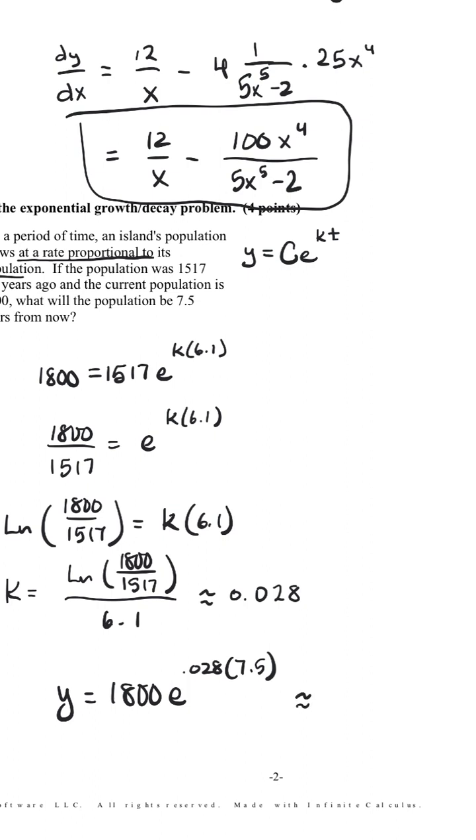And that would be approximately 2,221. Now, we're talking about a population, I'm assuming, of people, but it could be a population of animals or something on this island. So it would not really make sense to do 221.2 or point whatever of a physical thing, like a person or an animal. So we're just going to round down to a whole number, 2,221.